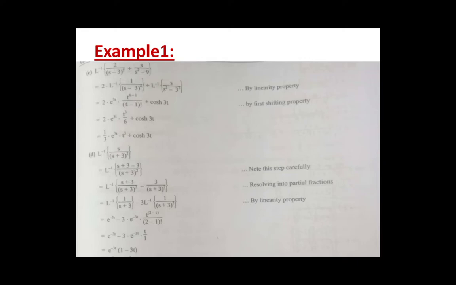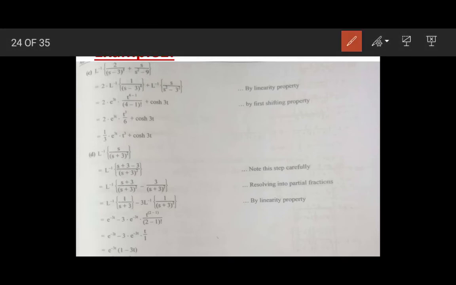The first sum is: find the inverse Laplace of 2 upon (s minus 3) the whole to the power 4, plus s upon (s square minus 9). First we are going to use the linearity property, and by linearity we can write this as 2, taking the constant, times the inverse Laplace of 1 upon (s minus 3) the whole raised to 4, plus the inverse Laplace of s upon (s square minus 3 square).